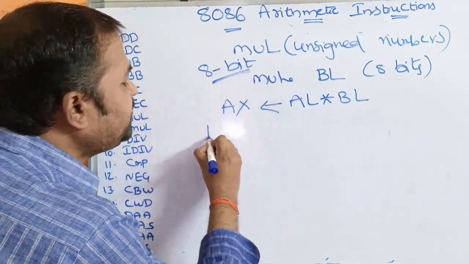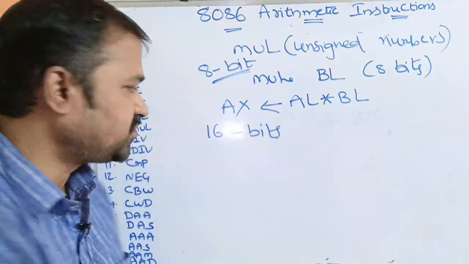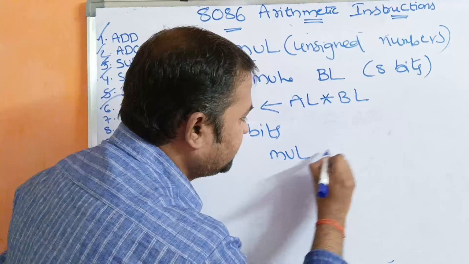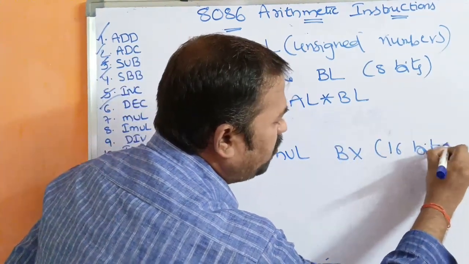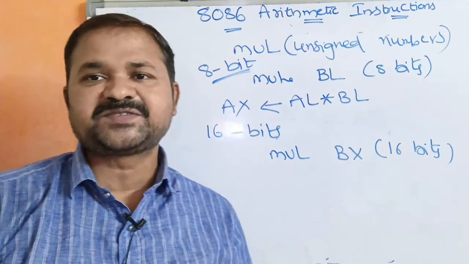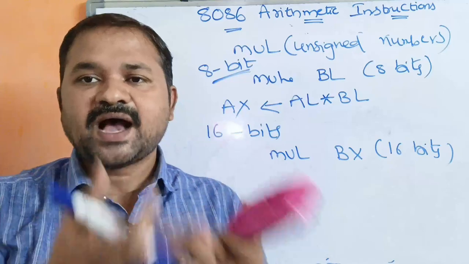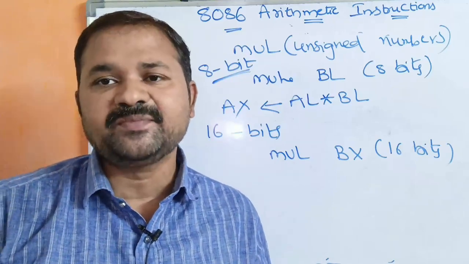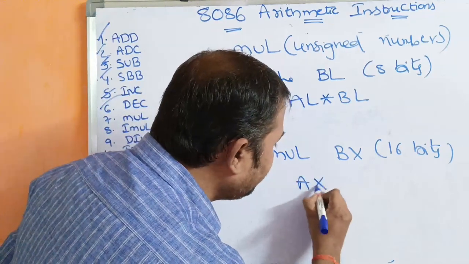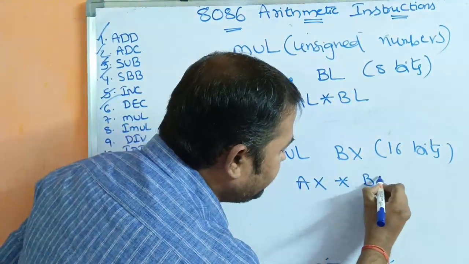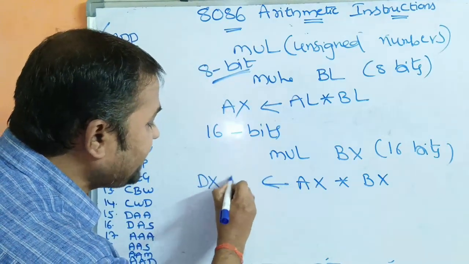Likewise, we can do multiplication on 16 bits also. MUL BX. BX means the size is 16 bits. We know about these registers. BX is a combination of BH and BL. BH means higher order bits, BL means lower order bits. Here the multiplication will be performed on AX and BX, and the result will be stored in DX and AX.